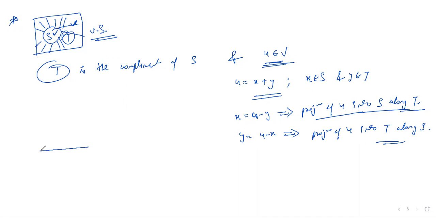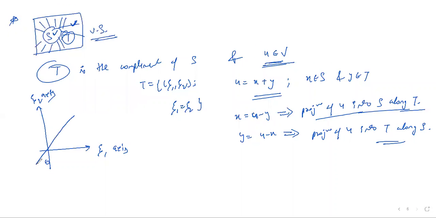Let's see it like this. Let S be my E1 axis, any axis in R square. And T is some line, let's say T is my line E1 equals E2. So if this is the origin and this is the E2 axis, then E1 equals E2 will be somewhere like this. This is my T, and this is my E1 axis.